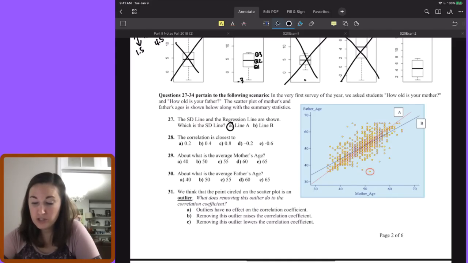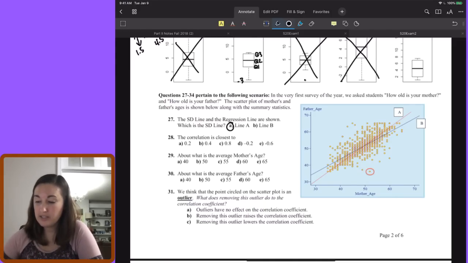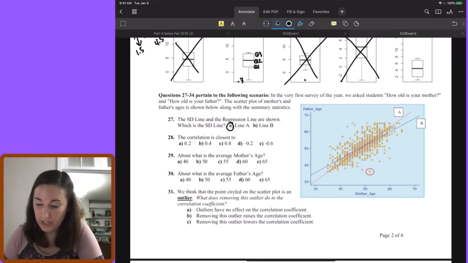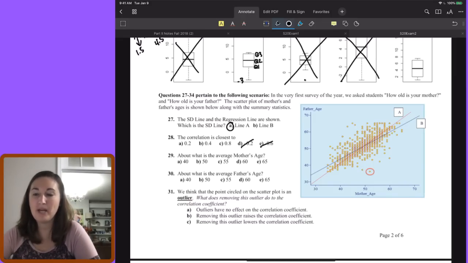What is the correlation closest to? Here, if I look at this nice scatter plot that they gave me, it's definitely a positive correlation, right? It's not negative. The points are sloping up and to the right. And I would say if I was just glancing at this, it is a very strong correlation. Like the regression line and the SD line are very, very close together.